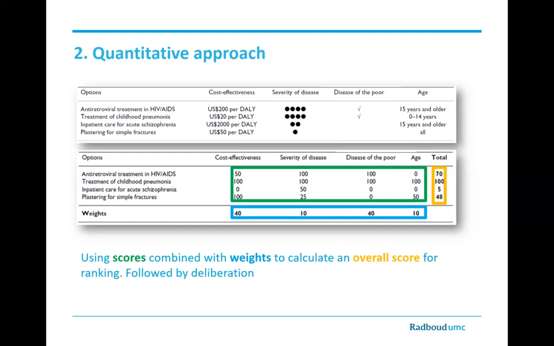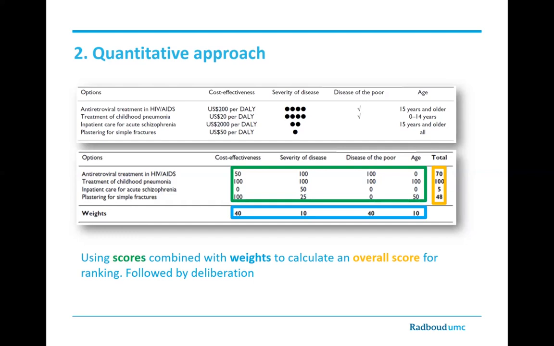You do it also for the second criterion, severity of disease. So if you have a preference to treat a severe disease, like ventilator treatment, you give a score of 100, and if it does not treat a severe disease, simple fractures, you get a score of 25. It's a bit arbitrary in this example. This could be 0, but just to show you the logic. Same for the third criterion. If it targets a disease of the core, which may be a preference in a country, you give a score of 100, otherwise it's a score of 0.